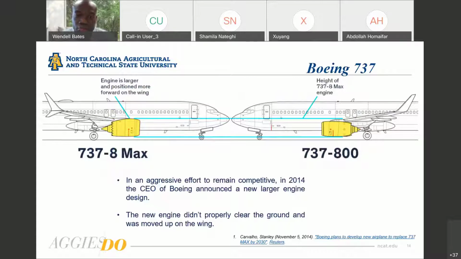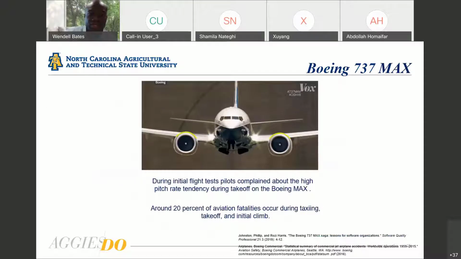However, when it was fit on the old base model, the new engine didn't properly clear the ground. And so it had to be moved up and forward on the wing structure. So as you can see here, it's highlighted as to what the engine looked like on its placement on the wings.